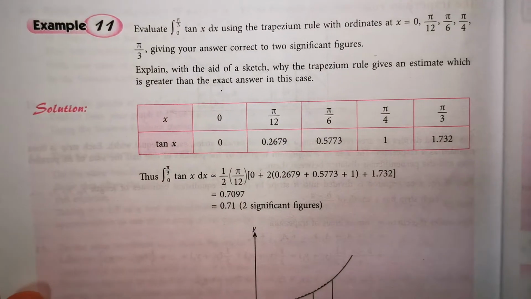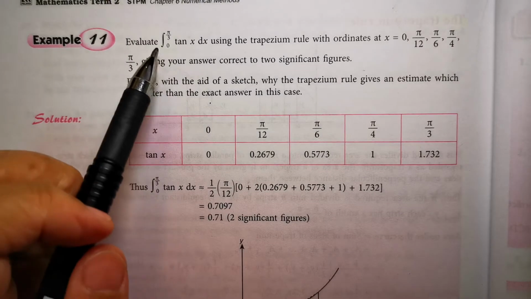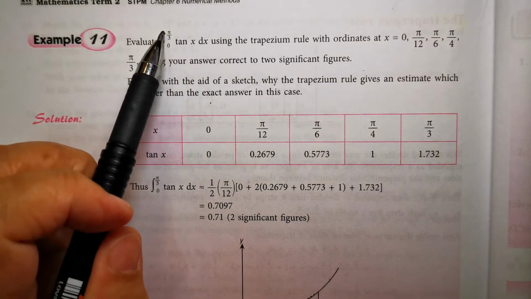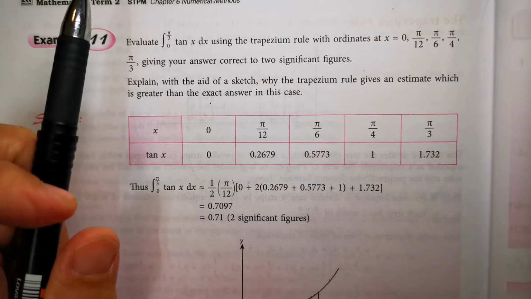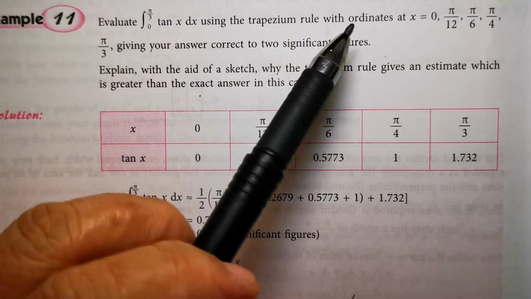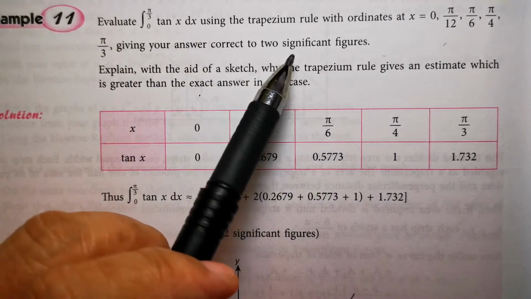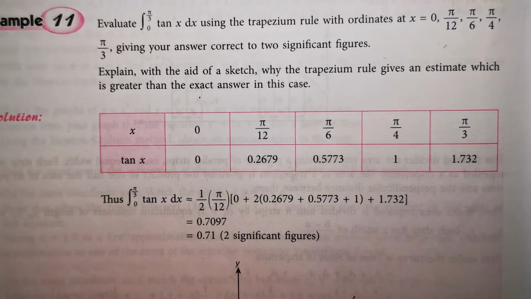This is example 11. It sounds like this: evaluate tangent x from 0 to pi over 3. Let me make it bigger. Using the trapezium rule with these ordinates, give your answer correct to two significant figures.